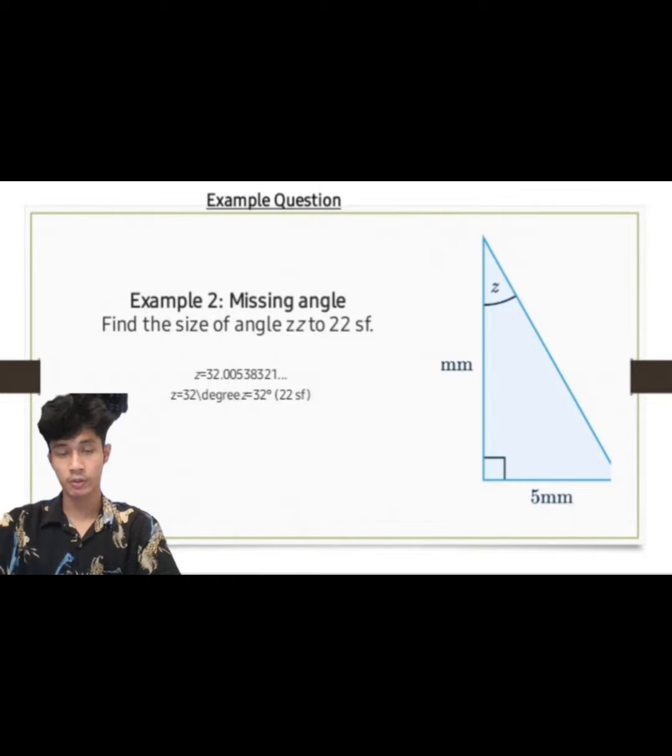Example question of trigonometry. First, we need to be able to label each side of a right angle triangle. The hypotenuse is always the longest side. It is the one opposite the right angle. The opposite side is the side that is opposite to the angle. The adjacent side is the side that is next to the angle.